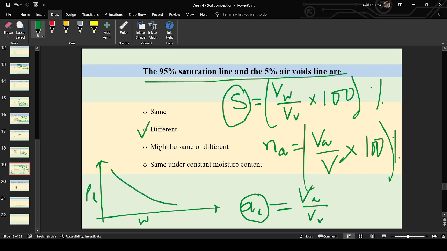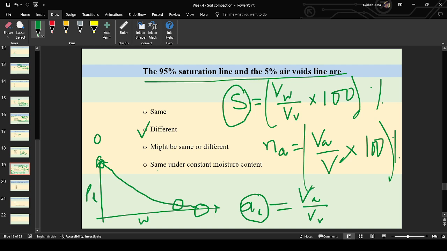My question here is just for discussion. Does this line touch both the x and y axis? Either both or any one of them? So my question, sir: if it touches the x axis, what would that mean? It would mean dry density equal to 0. If it touches the y axis, what would that mean? Moisture content equal to 0.